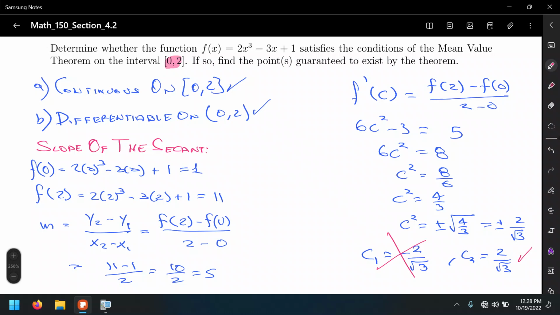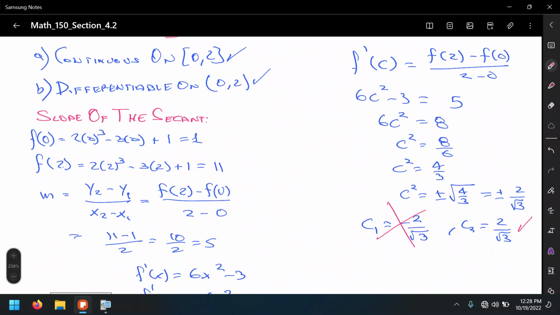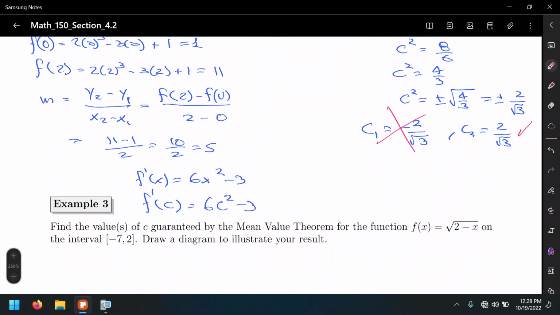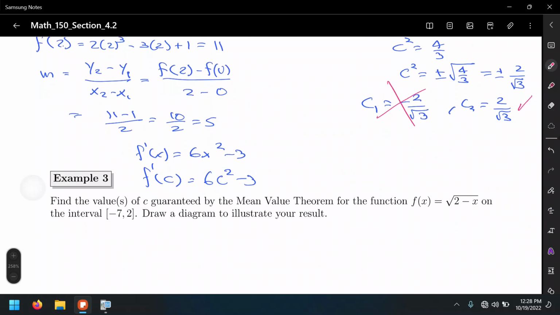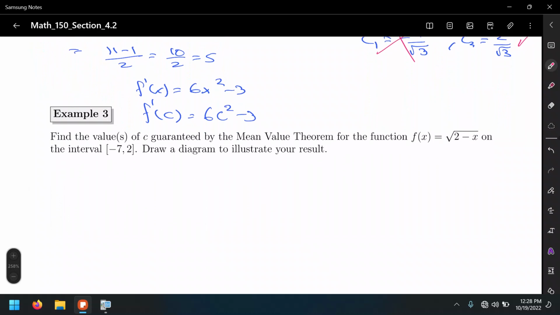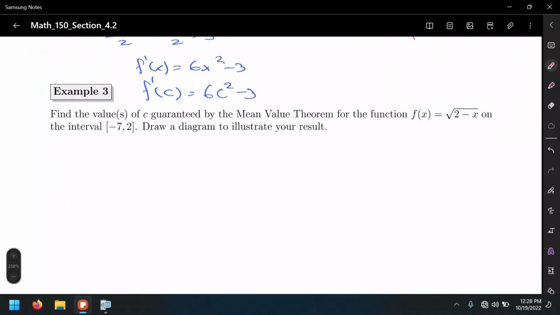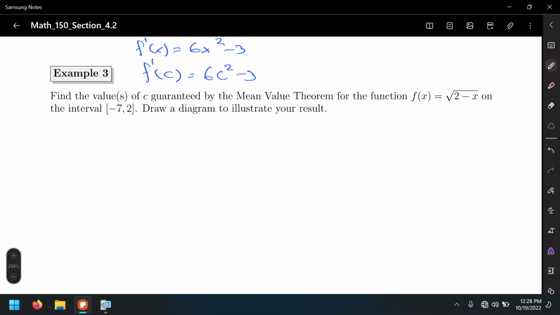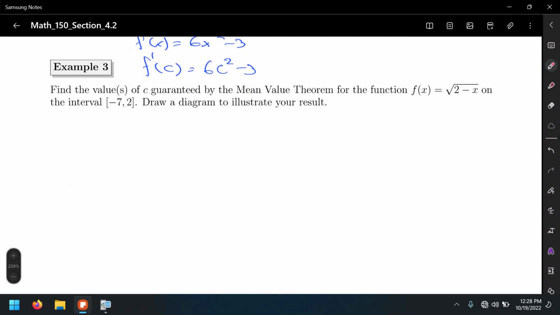All right, let's look at another example. Find the value or values of c guaranteed by the mean value theorem for the function f of x equals the square root of 2 minus x on the interval -7 to 2. And well, let's draw a diagram to illustrate this result. How about we start drawing the graph of the function, so we get an idea of what the function is going to look like. We can do the steps first, right? To see if it works out. Let's do that first.